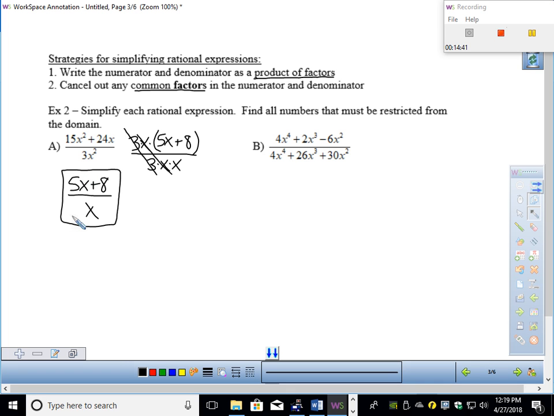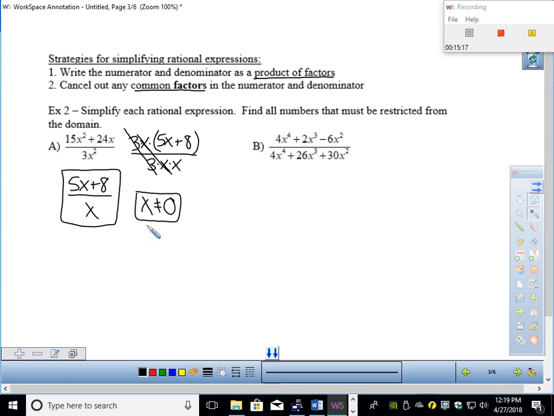Awesome. Well, there was that secondary piece to this. It did say find all numbers that must be restricted from the domain. So we always go back to the original, never the simplified version, always from the original, because that's where it's coming from. And in this case, if I think about 3 times something squared equals 0, just to move this along a little bit, I hope you do agree that x can't be 0 because 3 times 0 squared would give me 0 in the denominator. So this 0 must be excluded from the domain.